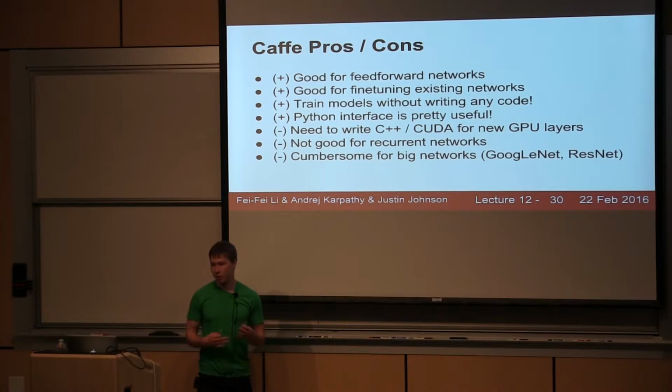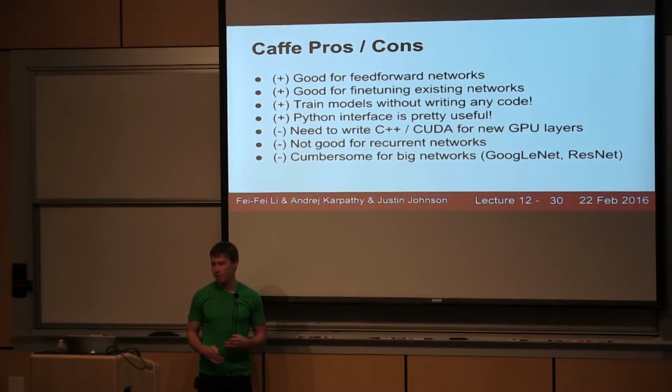It has a Python interface, which is quite nice for slightly more complex use cases, but it can be cumbersome when things get really crazy. When you have really big networks like ResNet or GoogleNet, especially with repeated module patterns, it can be tedious. And for recurrent networks, where you want to share weights between different parts of the network, it can be kind of cumbersome in Caffe. It is possible, but it's probably not the best thing to use for that.